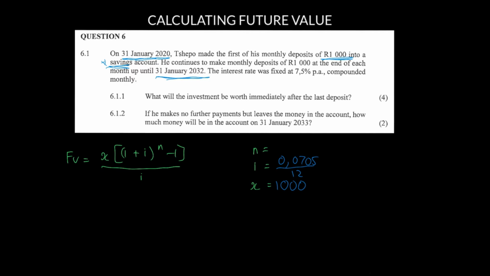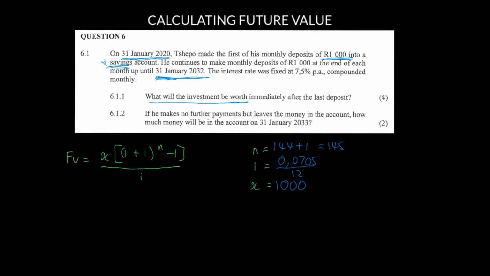He's going to make 12 payments a year for 12 years. But he makes one additional payment on the 31st of January 2032. So that means he's going to make 144 plus 1. So he will make 145 payments in this case. All we need to do now is substitute this information into the future value formula, and we will be able to calculate how much his investment is worth immediately after the last deposit.